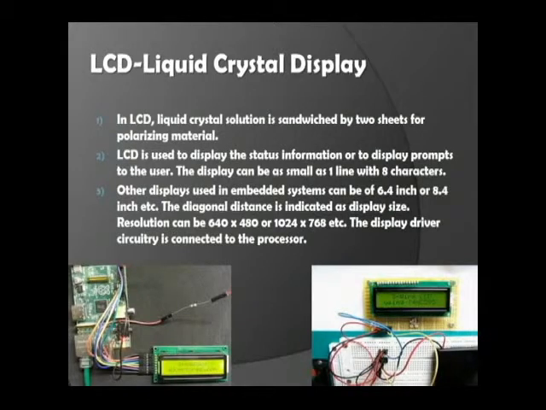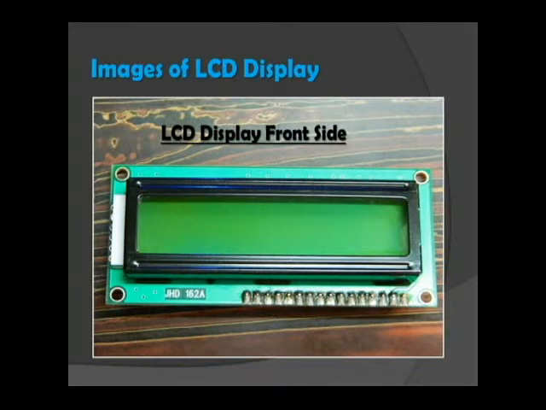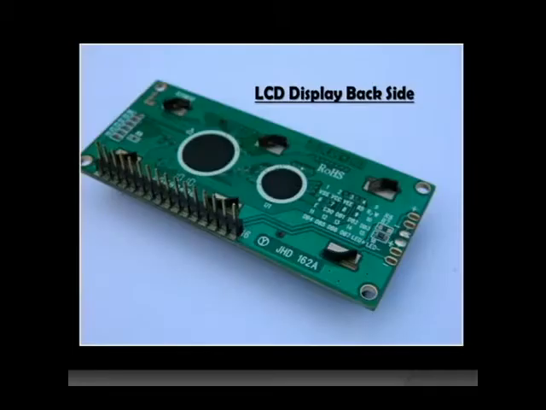In an LCD, liquid crystal solution is sandwiched by 2 sheets of polarizing material. It is used to display the status information or to display prompts to the user. Other displays used in embedded systems can be of 6.4 inch or 8.4 inch, etc. This image shows the front side of a liquid crystal display, that is an LCD display. The following image shows the back side of the LCD.